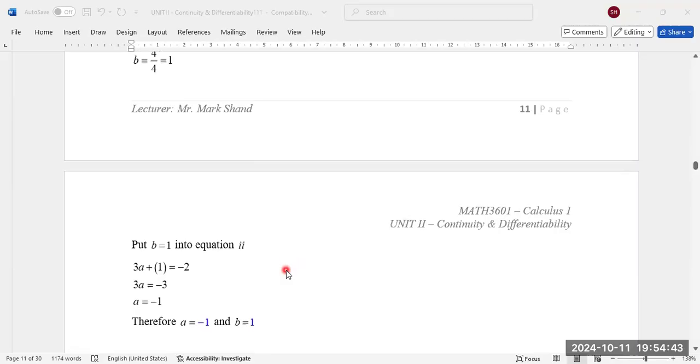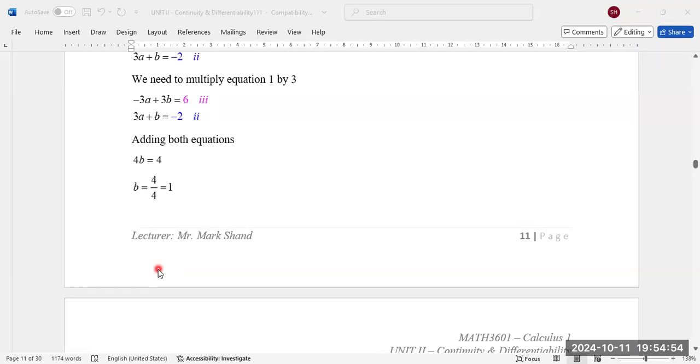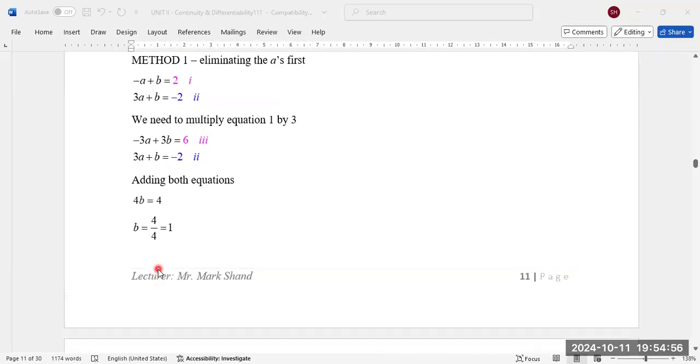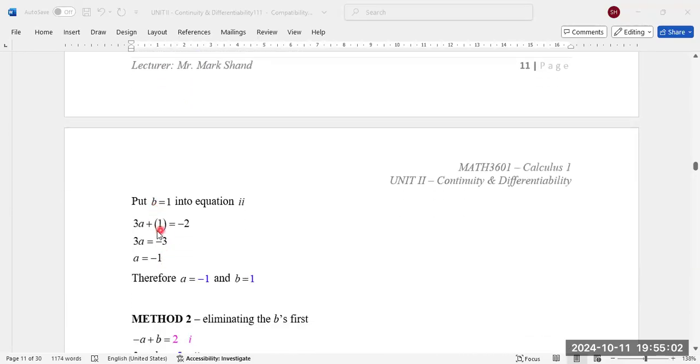So I'm just going to substitute the value of b, now 1, into the equation. I can use any one of the equations. I just randomly chose equation 2, which, to remind you, is 3a plus b equals negative 2. Then I substituted my 1, so it becomes 3a plus 1 equals negative 2. I subtract 1 from both sides, so it becomes negative 2 minus 1, which is negative 3. Then I divide both sides by 3 to give me a equals negative 1. And that's what I would have gotten for the values of a and b.